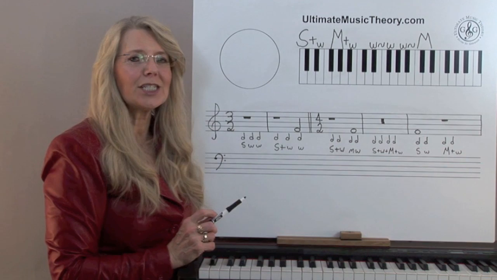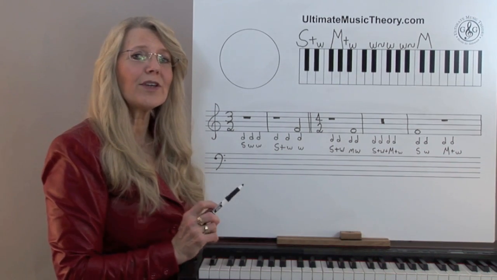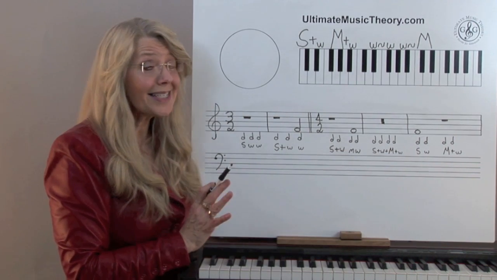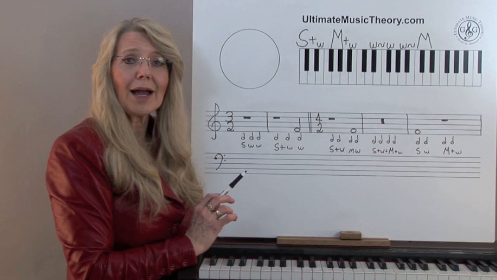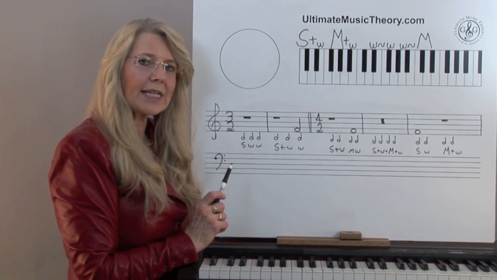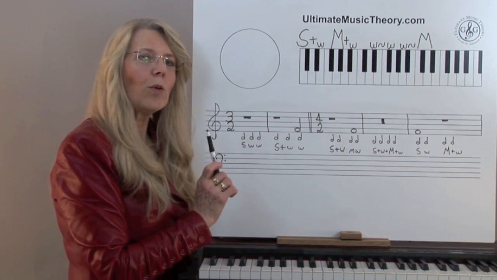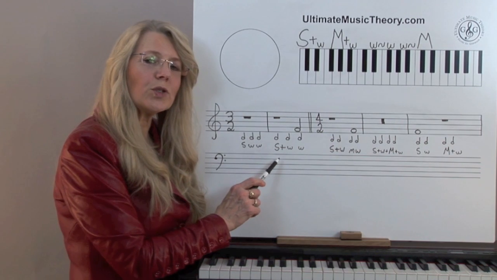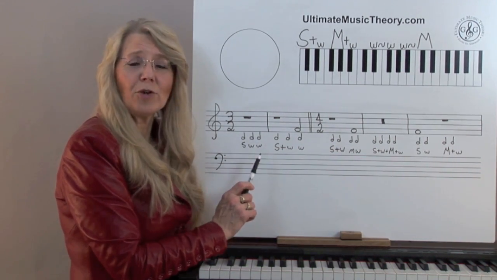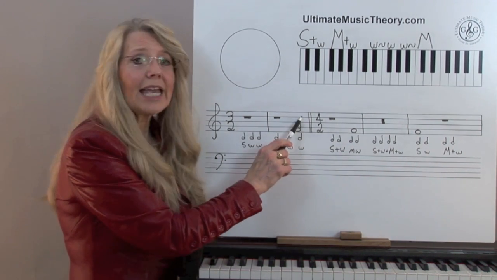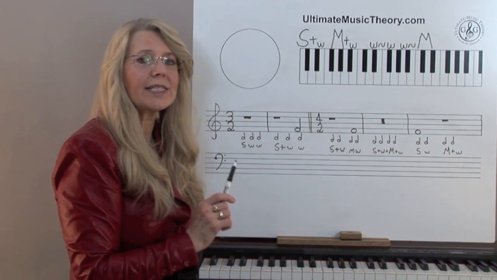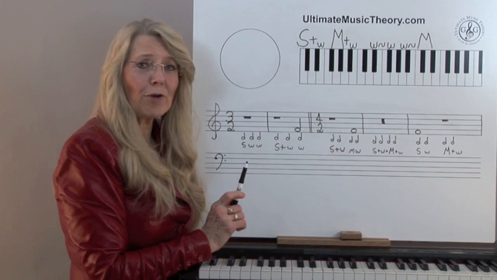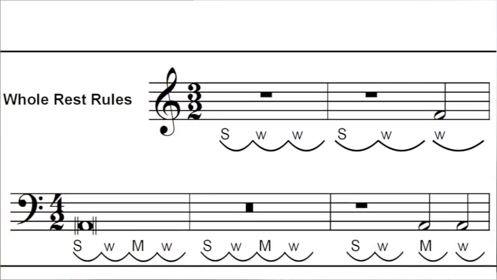Now here's a bonus tip for teaching the whole rest. A whole rest fills a complete measure with silence. However, there are 2 exceptions to the rule when it doesn't fill a whole measure. In 3/2 time, a whole rest receives 3 beats of silence, and it's used for a whole measure. However, in 3/2 time, a whole rest receives 2 beats of silence for beats 1 and 2, strong plus weak, when a half note value is on beat 3. In 4/2 time, a whole rest receives 2 beats of silence for strong plus weak or medium plus weak beats. And a breve rest fills the whole measure with silence.